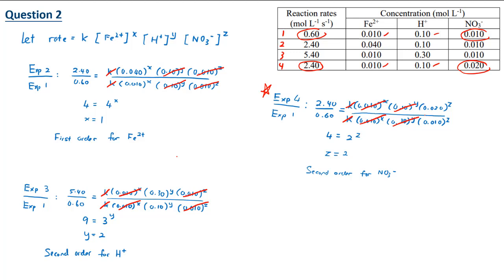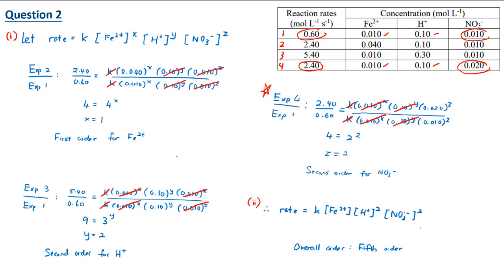So after getting all the orders of reaction for the three reactants, we can write our rate law. This is our part 1 answer, and writing the rate law or rate equation is your part 2 answer. So rate equals k, concentration of iodide ion raised to power 1, H plus raised to power 2, nitrate ion raised to power 2. So the overall order of reaction is fifth order.